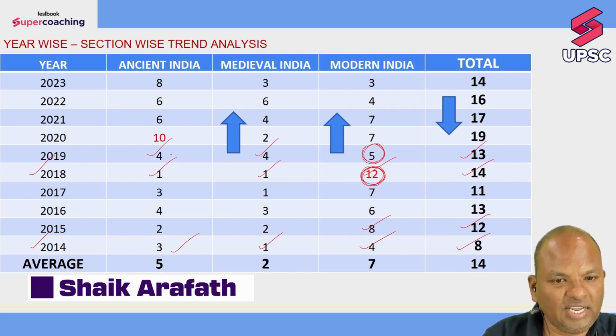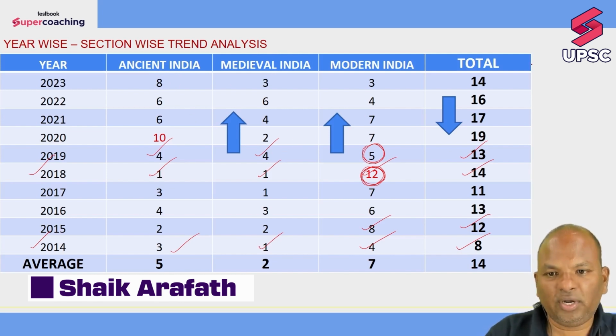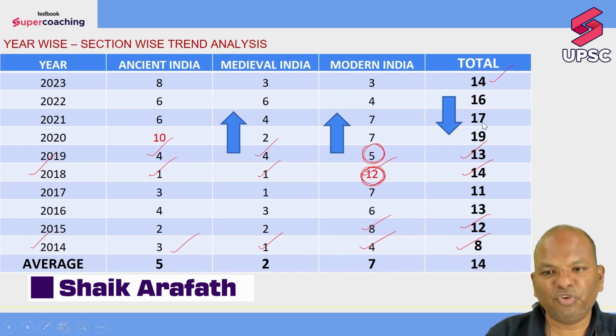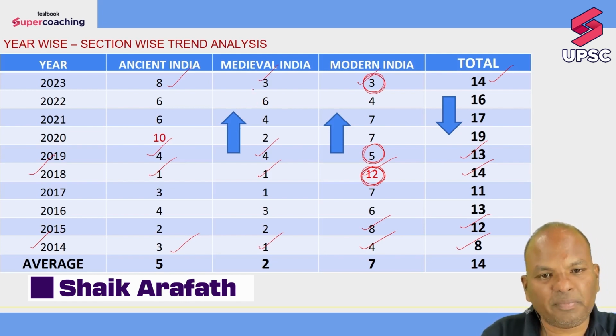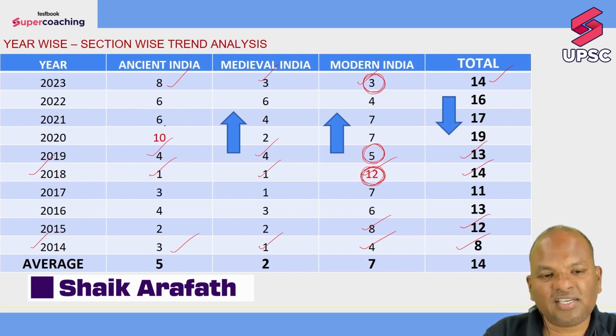Right from 2019 onwards, the weightage of ancient Indian history and medieval Indian history has been consistently increasing. Take a look at the questions that were asked in 2023. Altogether, 14 questions were asked, of which modern India accounted for only 3, whereas 11 questions were from ancient and medieval Indian history put together. So in the last couple of years, we can see in this table itself that UPSC is asking a large number of questions from ancient and medieval Indian history.